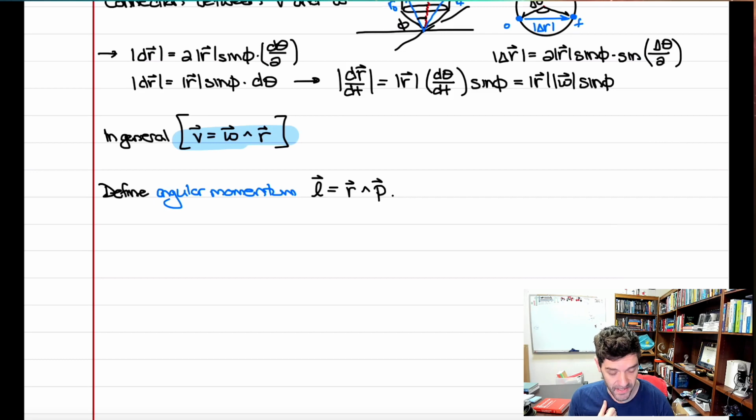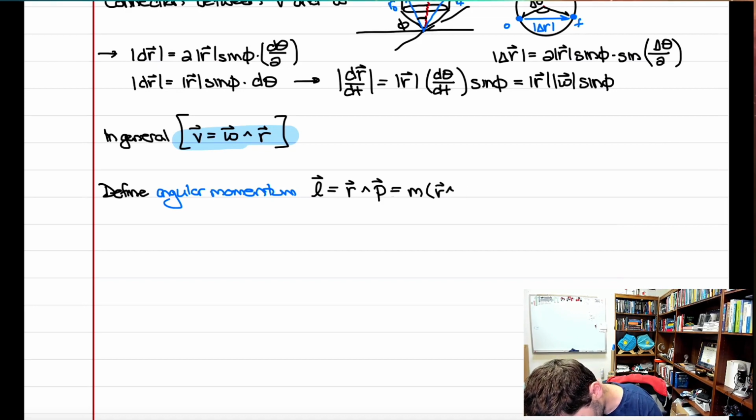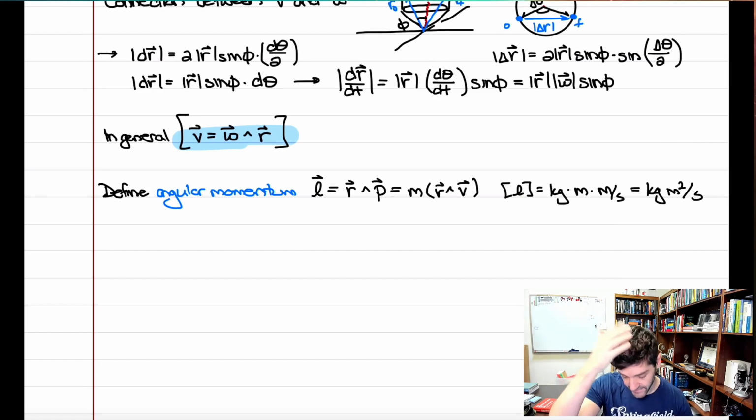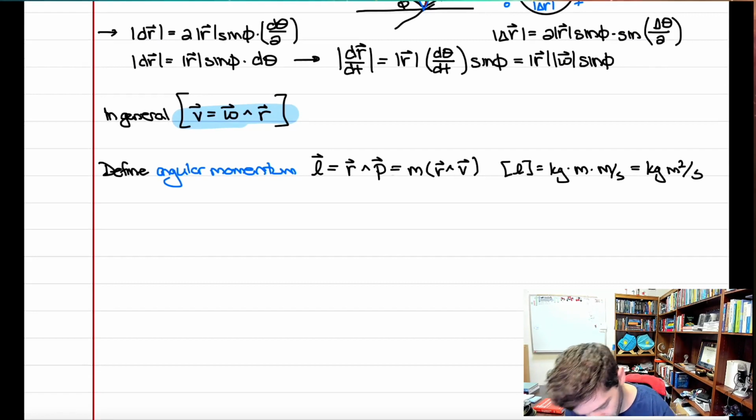Now, things to notice with this angular momentum. It also doesn't have a special unit, right? So in this case, if I think of momentum as mass times velocity, it looks like it's r cross v. So the units of angular momentum look like kilograms times meters per second, or kilogram meter squared per second. We don't give it a special unit when we're talking about angular momentum. And it also, notice, depends on r.